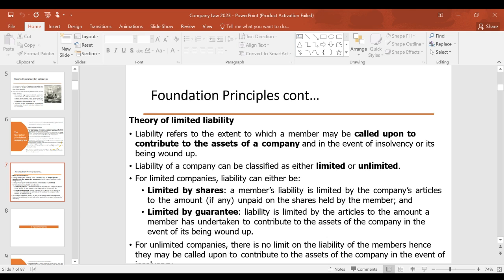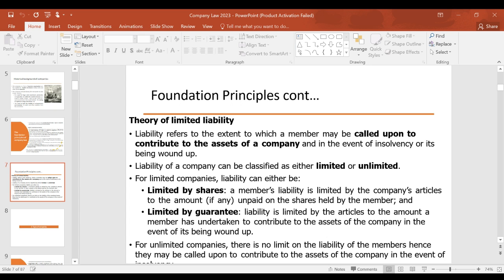If it's limited by shares, the articles of that particular company will specifically indicate that this company is limited by shares, and it goes to the extent of unpaid shares held by a particular member. So let's say your paid up shares is up to 10,000, and then unpaid is up to 15,000. So in total, you will be liable for 25,000 in total towards the liability of that company in case of insolvency or winding up.